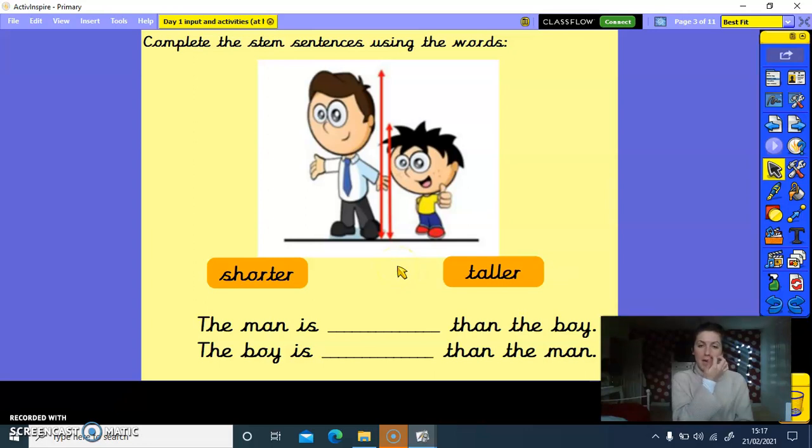So, we need to try and complete the STEM sentences using the words shorter and taller. The man is taller or shorter than the boy? What do you think? The man is taller than the boy. The boy is shorter than the man. Fantastic.